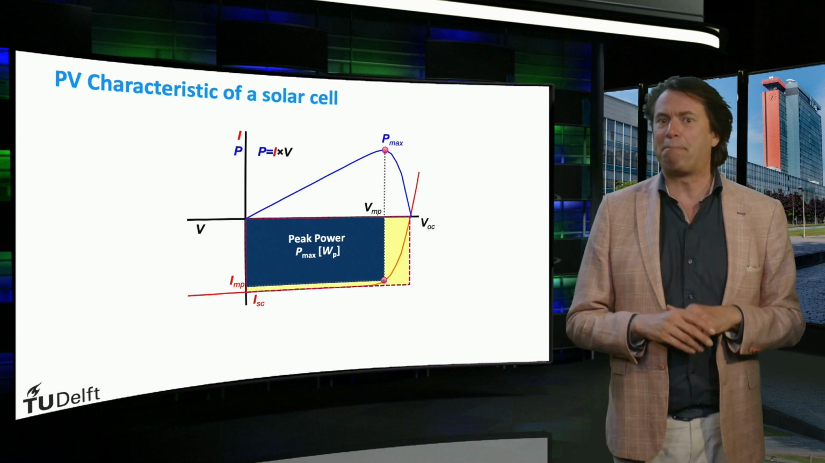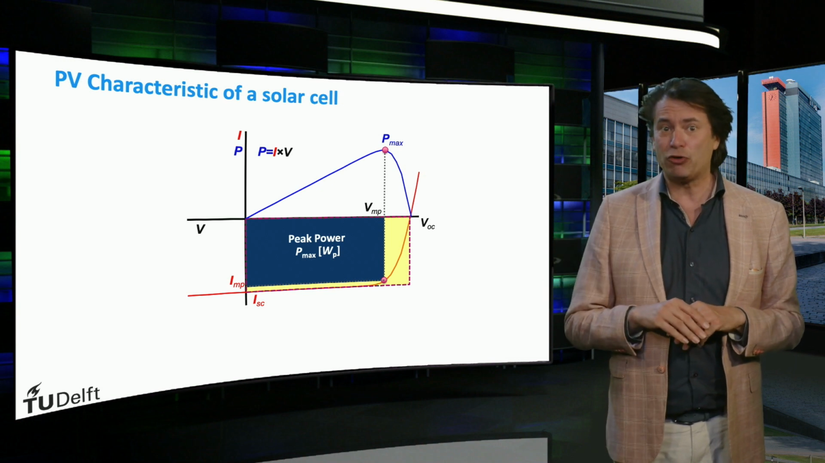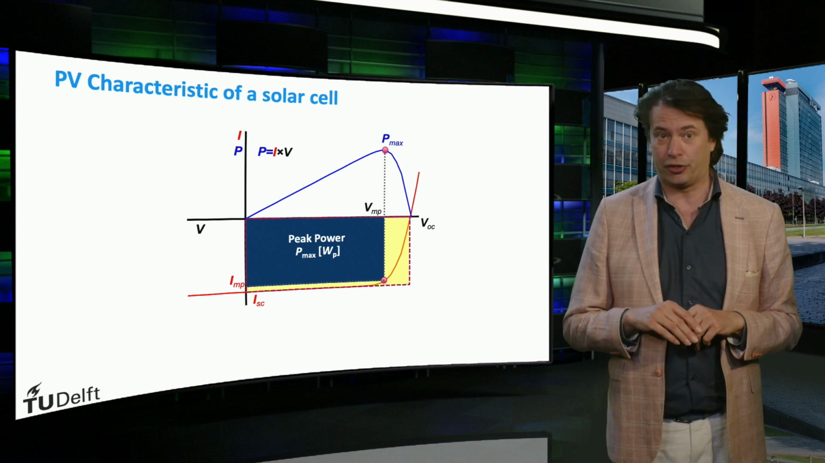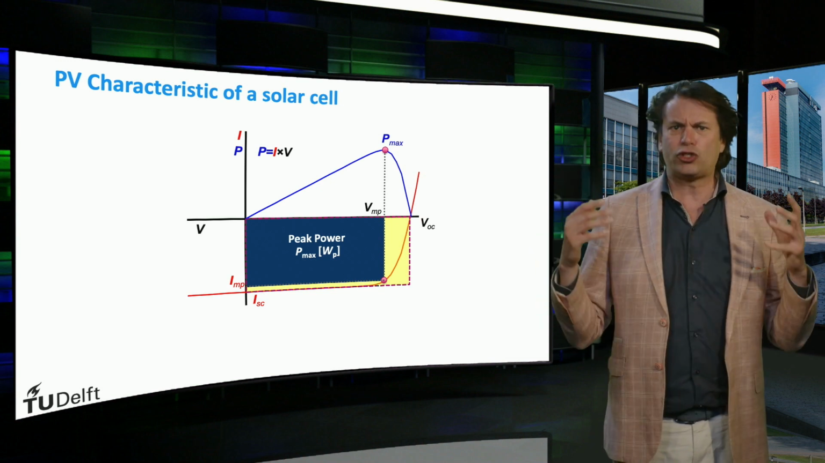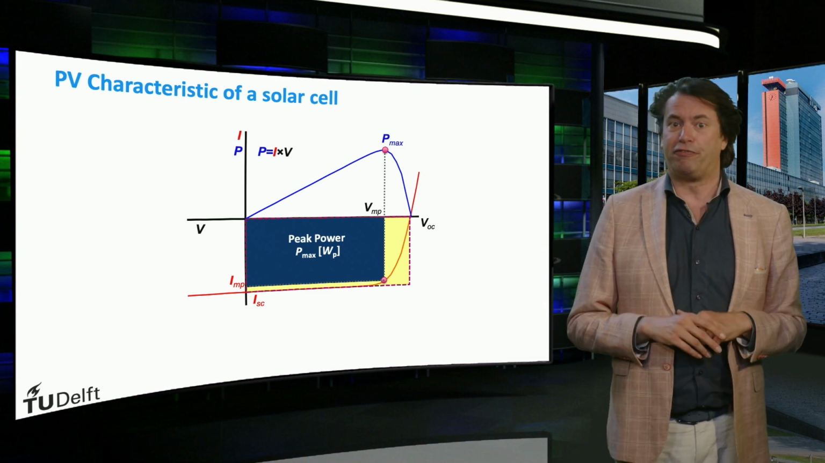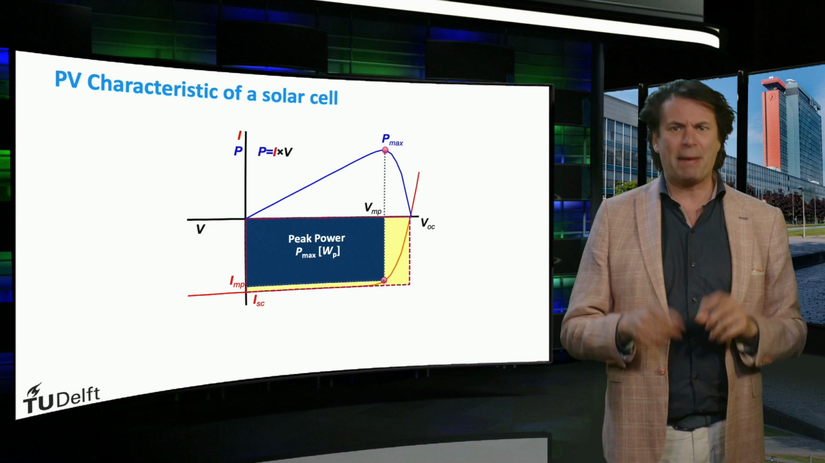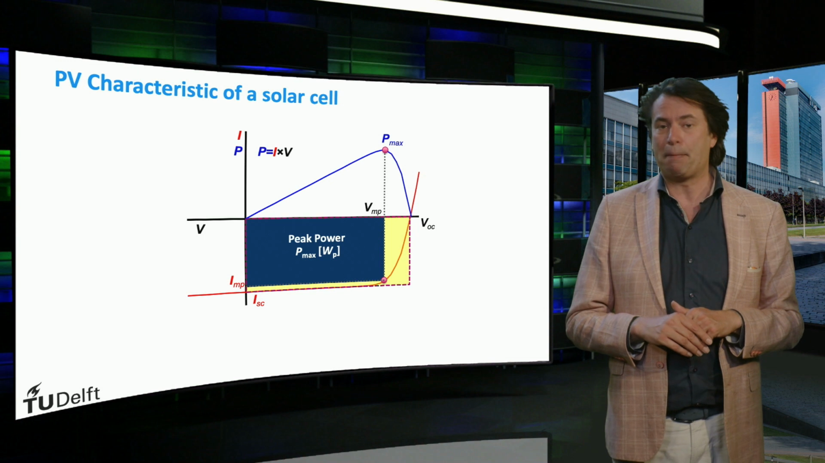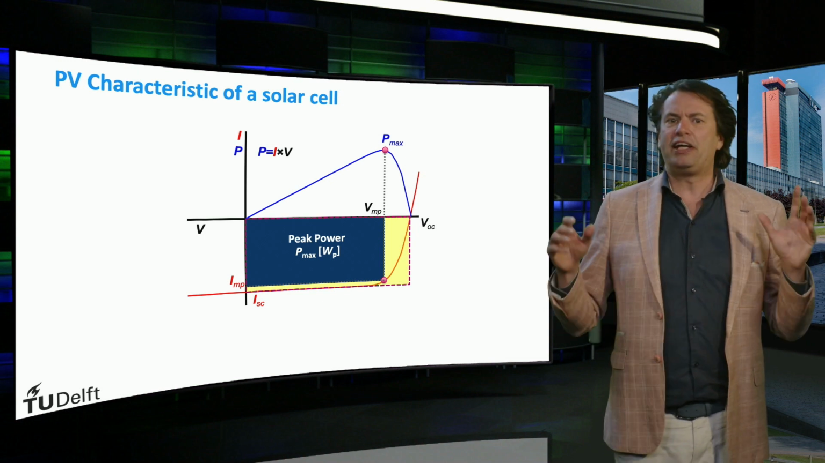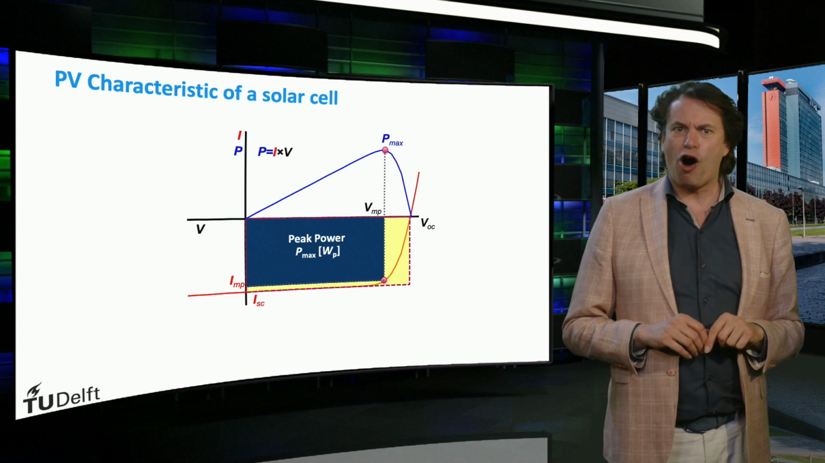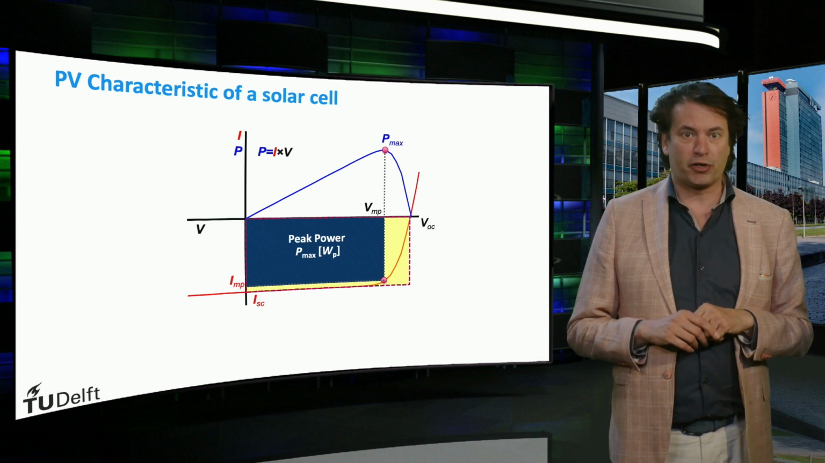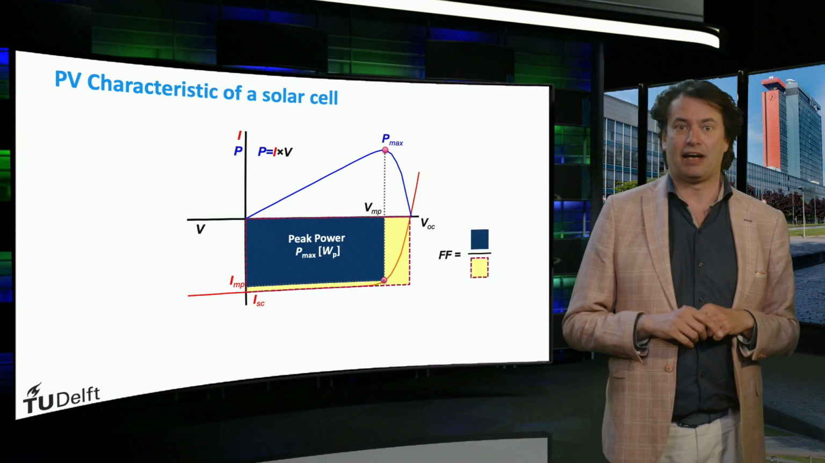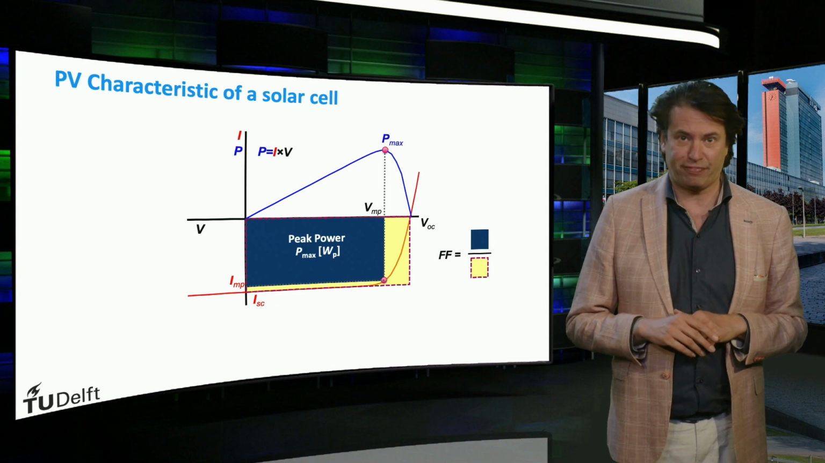You can see that the VMP is less than the VOC, the open circuit voltage, and the IMP is less than the short circuit current, ISC. This is always the case. The product of VMP and IMP gives the maximum power we can generate, which we denote here as Pmax, the maximum power. We define the ratio of the maximum power to the product of the open circuit voltage and the short circuit current as the fill factor, here assigned as FF, the fill factor.